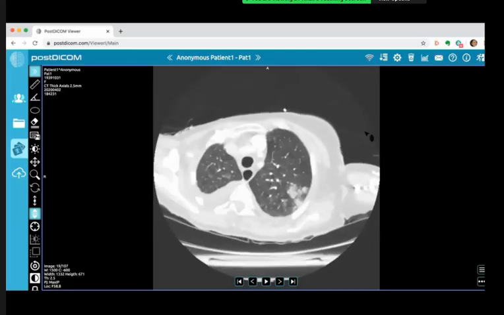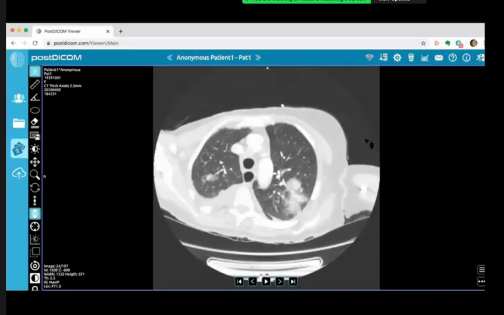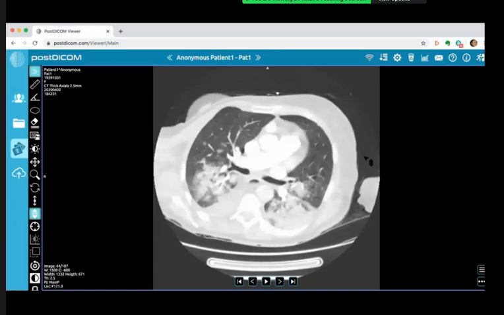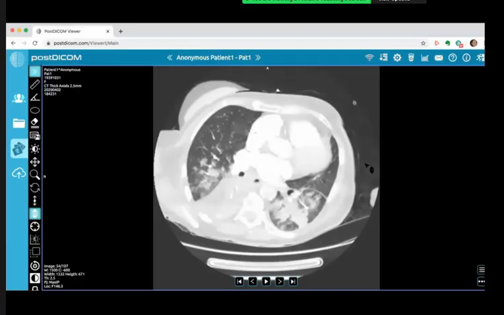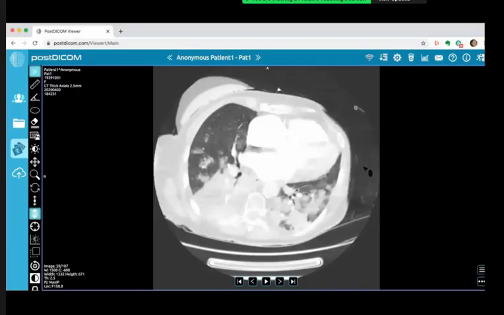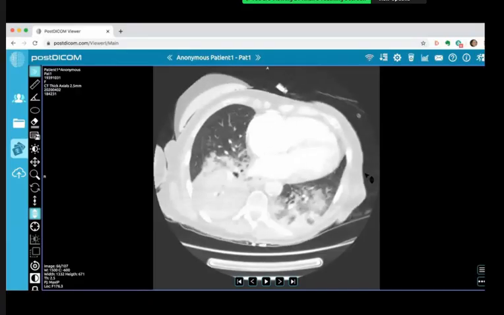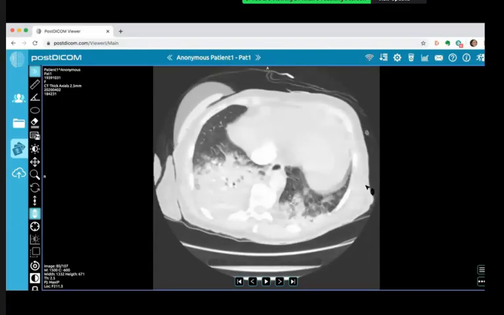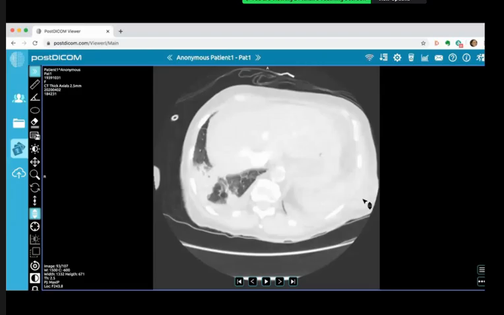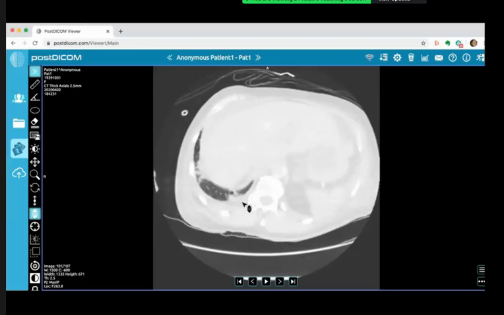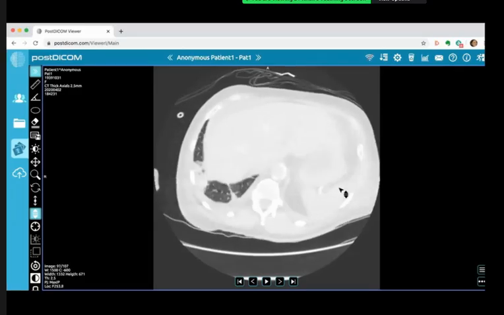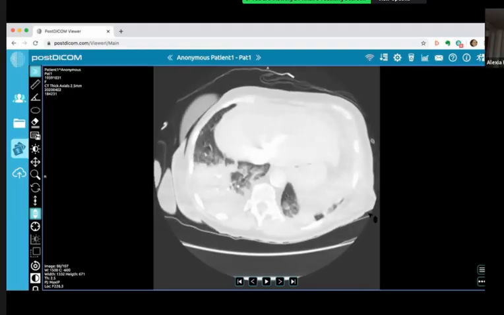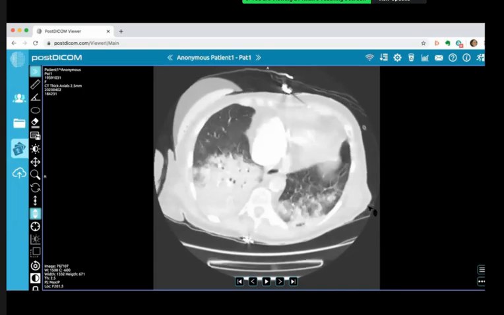So I can see bilateral posterior and basal consolidation patches. They are fairly symmetrical, maybe more extensive on the right side, surrounded by ground glass densities.